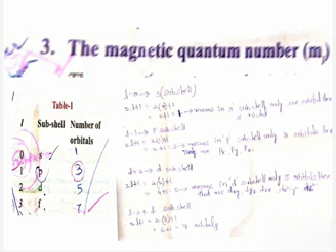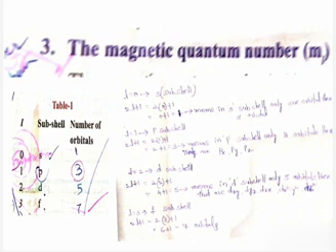That means ML has 5 values. So how many orbitals are there in the D subshell? 5 orbitals are there. Why? Because we substituted L equals 2, and L equal to 2 means the D subshell. Then 2 into 2 plus 1, 2 twos are 4, 4 plus 1 is 5. That means in the D subshell, 5 orbitals are there: dxy, dyz, dxz, dx square minus y square, and dz square.